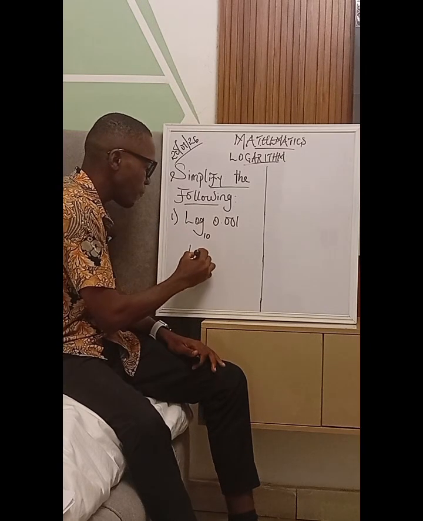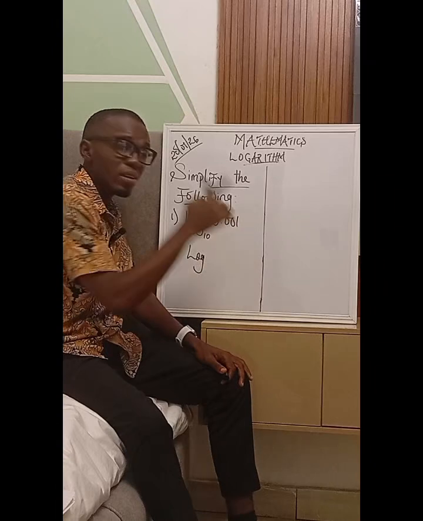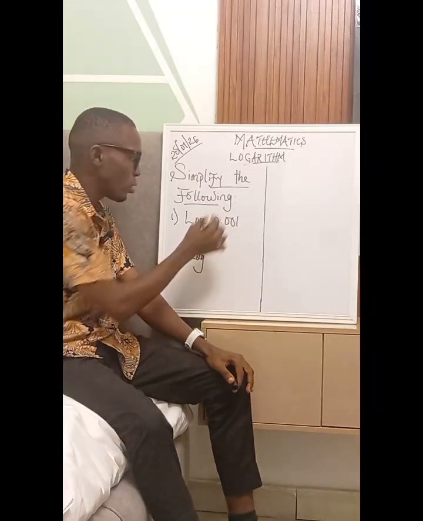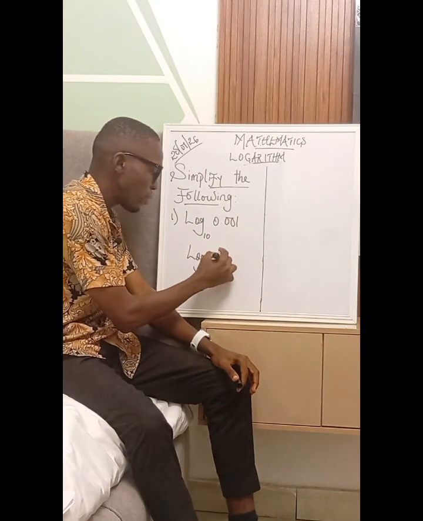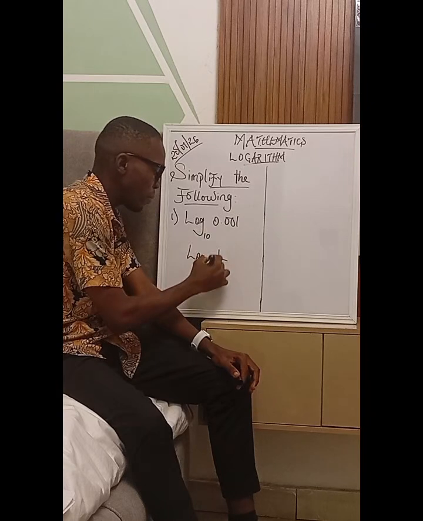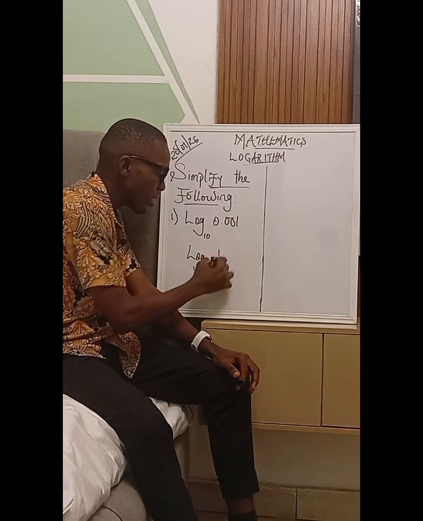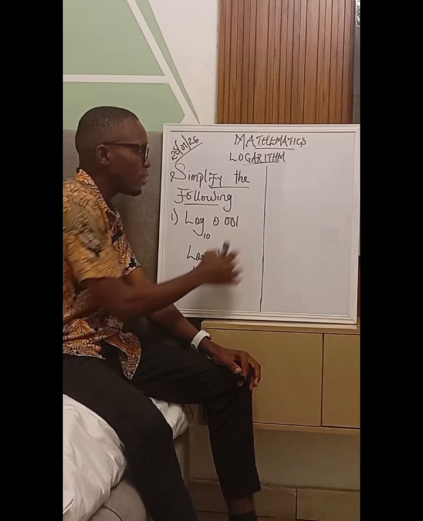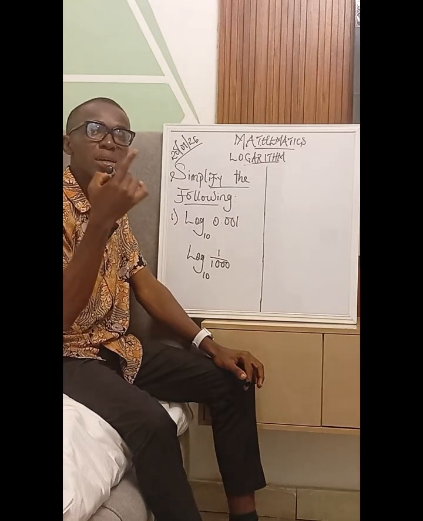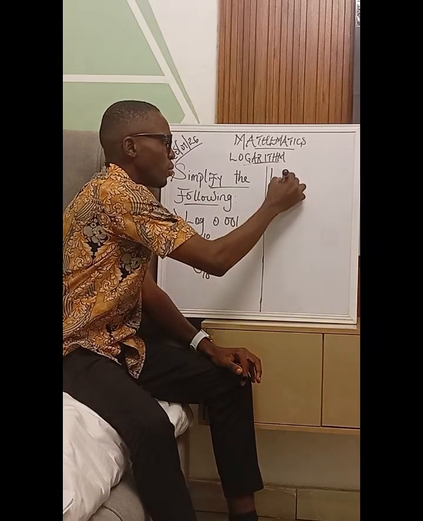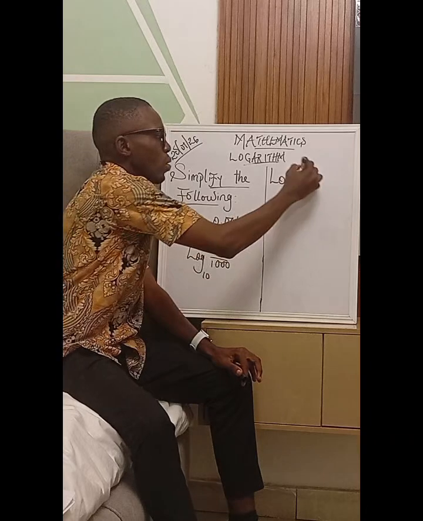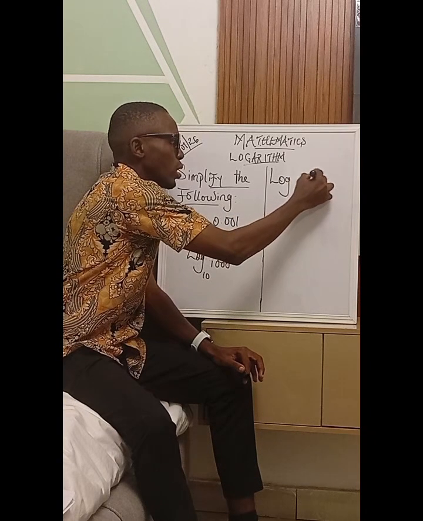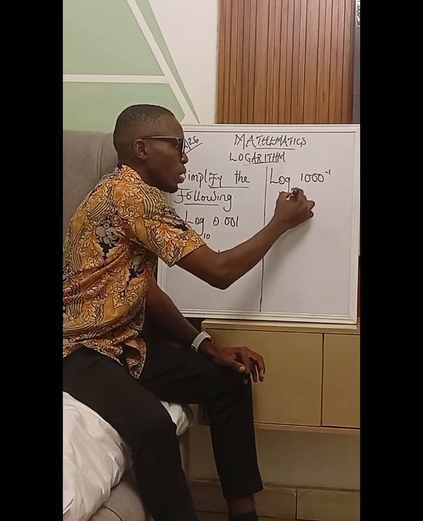So this will now become log. This 0.001, I have to convert it to a fraction. I'll pick out the significant figure first, which is 1 over, the decimal point becomes 1. The 3 digits after it change to 0, base 10. I cannot change this now. If you remember indices, this can now be log 1000 raised to the power of minus 1, base 10.